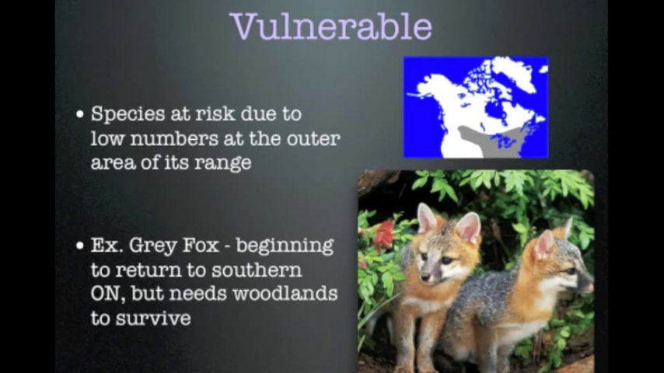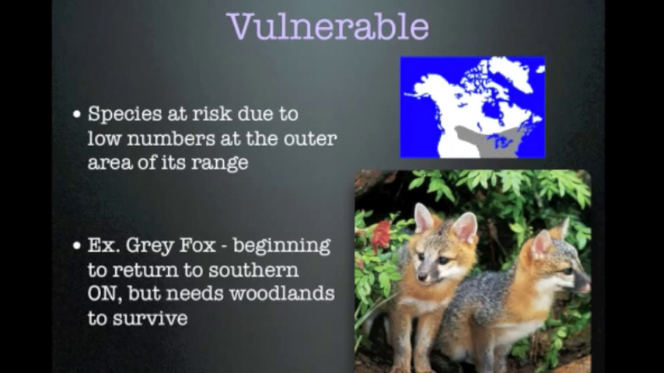Vulnerable, last but not least, vulnerable species. These are species that are at risk due to low numbers at the outer area of their range. For example, the gray fox. They're beginning to return to southern Ontario, but they need woodlands to survive. And so if we continue developing, then we're going to see their numbers decline because their numbers will be lower around that outer range.